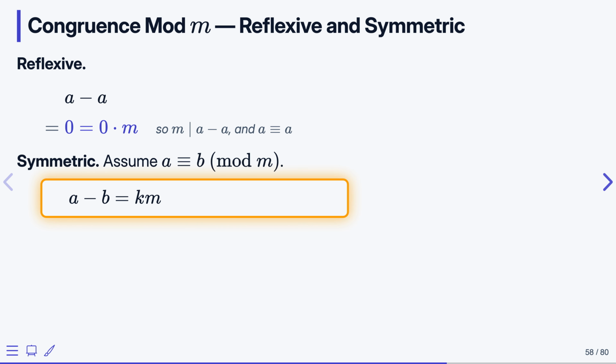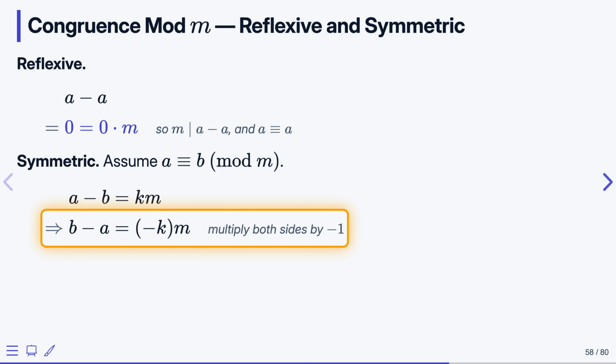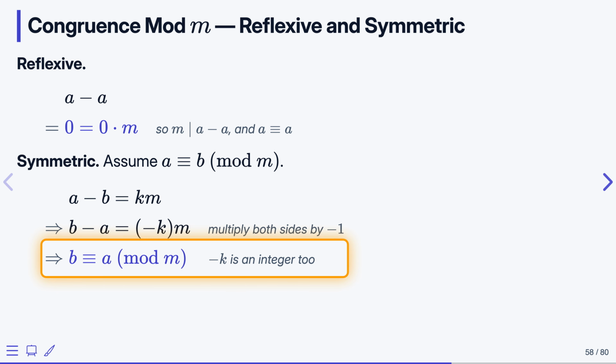Now symmetric. Assume a is congruent to b, mod m. By the definition, that means a minus b equals k times m, for some integer k. Step 1. Multiply both sides by minus 1. On the left, a minus b becomes b minus a. On the right, k times m becomes minus k times m. Step 2. So b minus a is minus k times m, and minus k is still an integer, because flipping the sign of an integer gives an integer. So m divides b minus a, that means b is congruent to a. Mod m, the relation is symmetric.